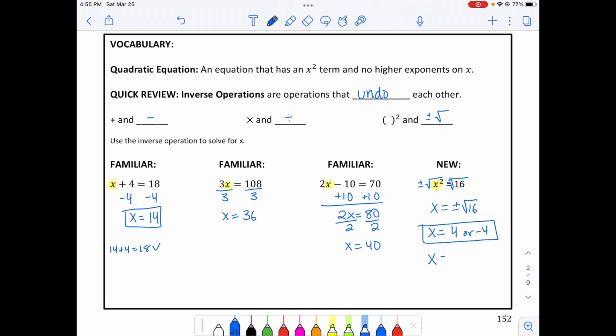And we often see it written like this: x equals positive and negative 4. You might even see it written in brackets like this: 4, comma, negative 4. It's not parentheses, it's brackets there. And if I were to plug that number in and check it, 4 squared equals 16, and negative 4 squared equals 16. So now let's do a few more examples, and then I'll point out some key ideas.